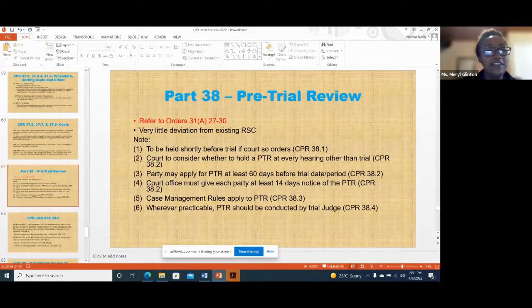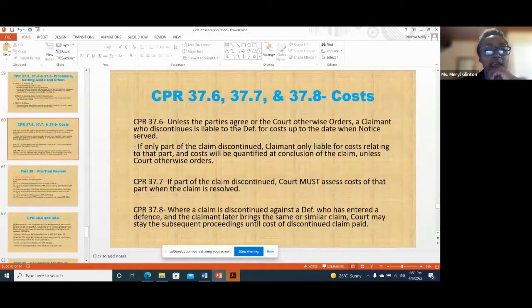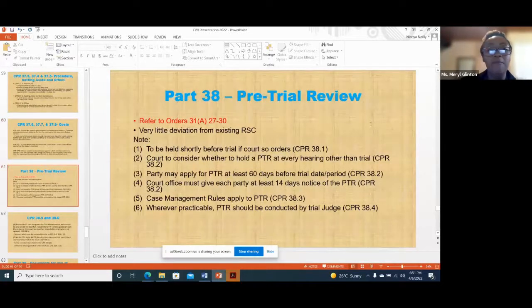Can I go back one slide, sorry? Yes, sorry, 37.8 is a protective measure. So where a claim is discontinued against a defendant, as we said, costs are to be quantified at the end of the claim. And that's for the same reasons, to allow a defendant time and to see how the rest of the claims pan out before he has to start paying on those costs. Now I can go to the next slide. This is the end of Part 37. So again, I'll pause here for any questions on that, but I will say that there's not much deviation between that part and RSC Order 22.